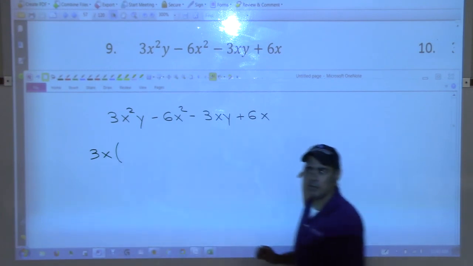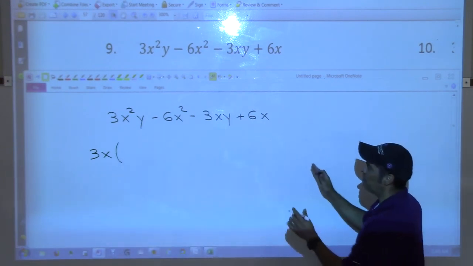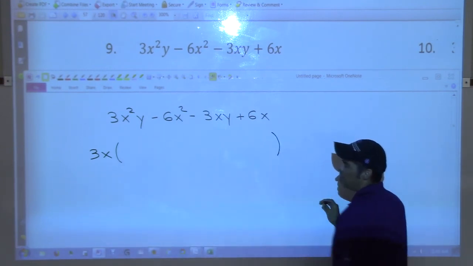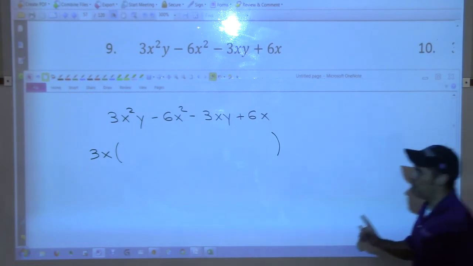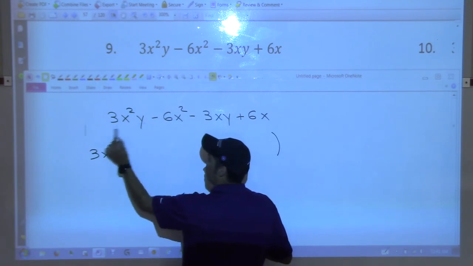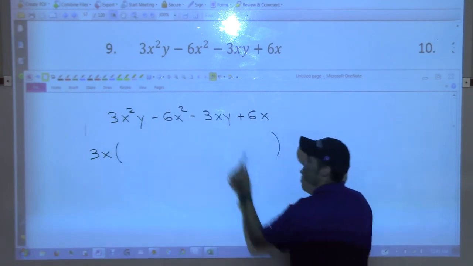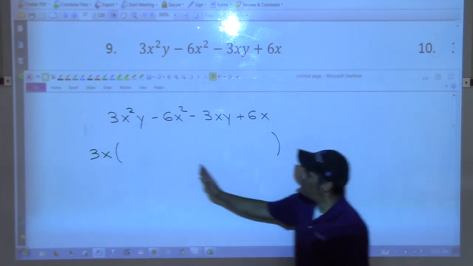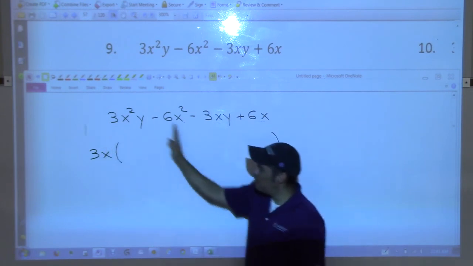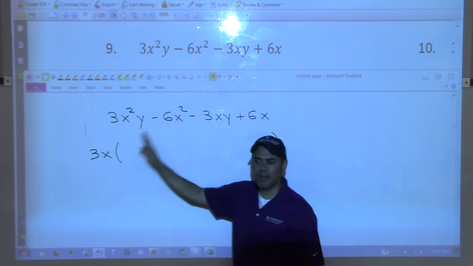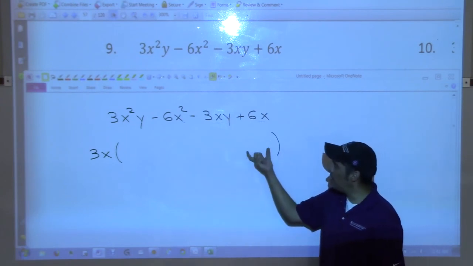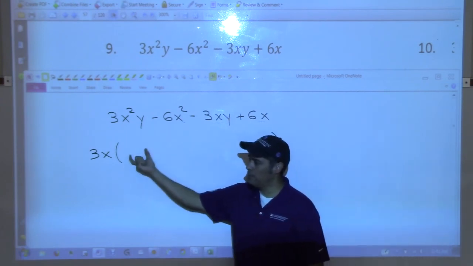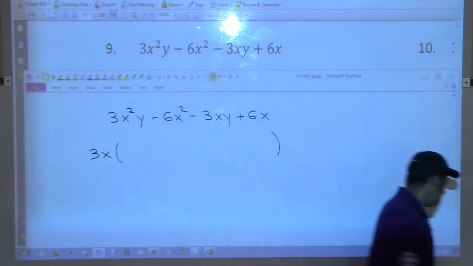Everyone good on that? Now, what's left, it has to be in parentheses. Notice how big I left that parentheses. I did that because I started out with 4 terms. So when I multiply this 3x through, to get back to that, I have to multiply through to 4 different things. So we need to fill in 4 blanks here. All right, so let's see.